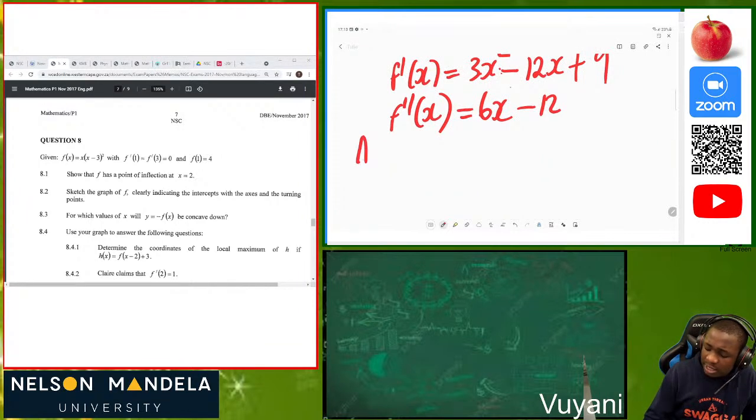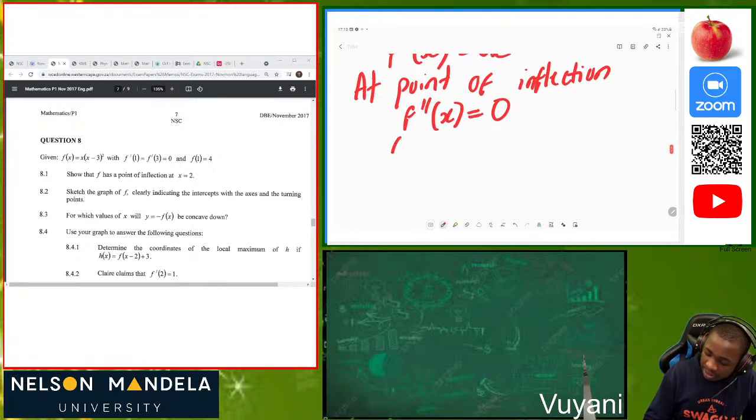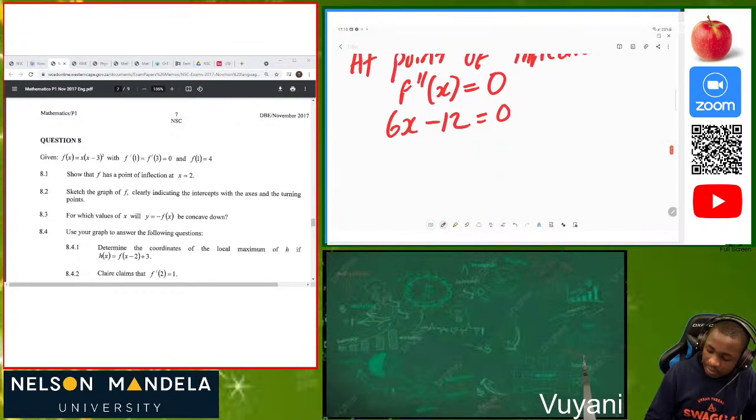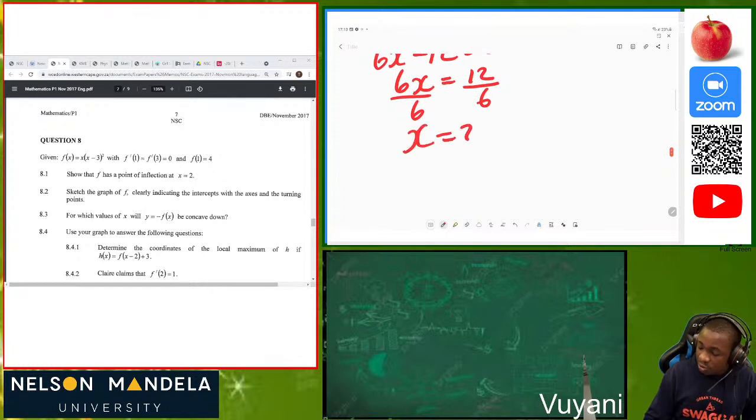Please write this small English: at the point of inflection, f double prime of x is equal to 0. So we just have to write 6x minus 12 is equal to 0. Then we can solve: 6x is equal to 12. Then divide by 6, divide by 6, and we end up having x equal to 2. So we were able to show that f has a point of inflection at x equal to 2.